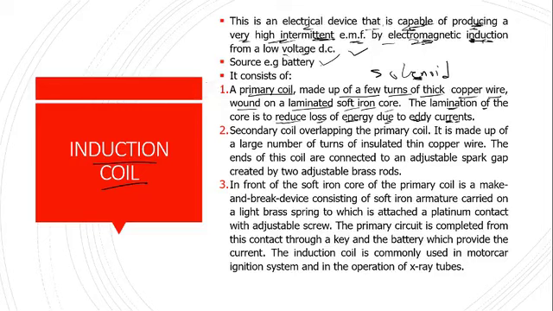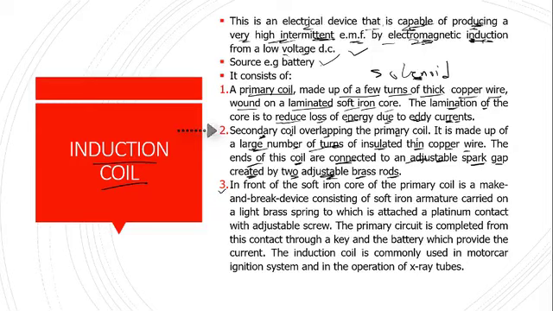And then secondly, an induction coil is made up of a secondary coil overlapping the primary coil. It is made up of a large number of turns of insulated thin copper wire. The ends of this coil are connected to an adjustable spark gap created by 2 adjustable brass rods.